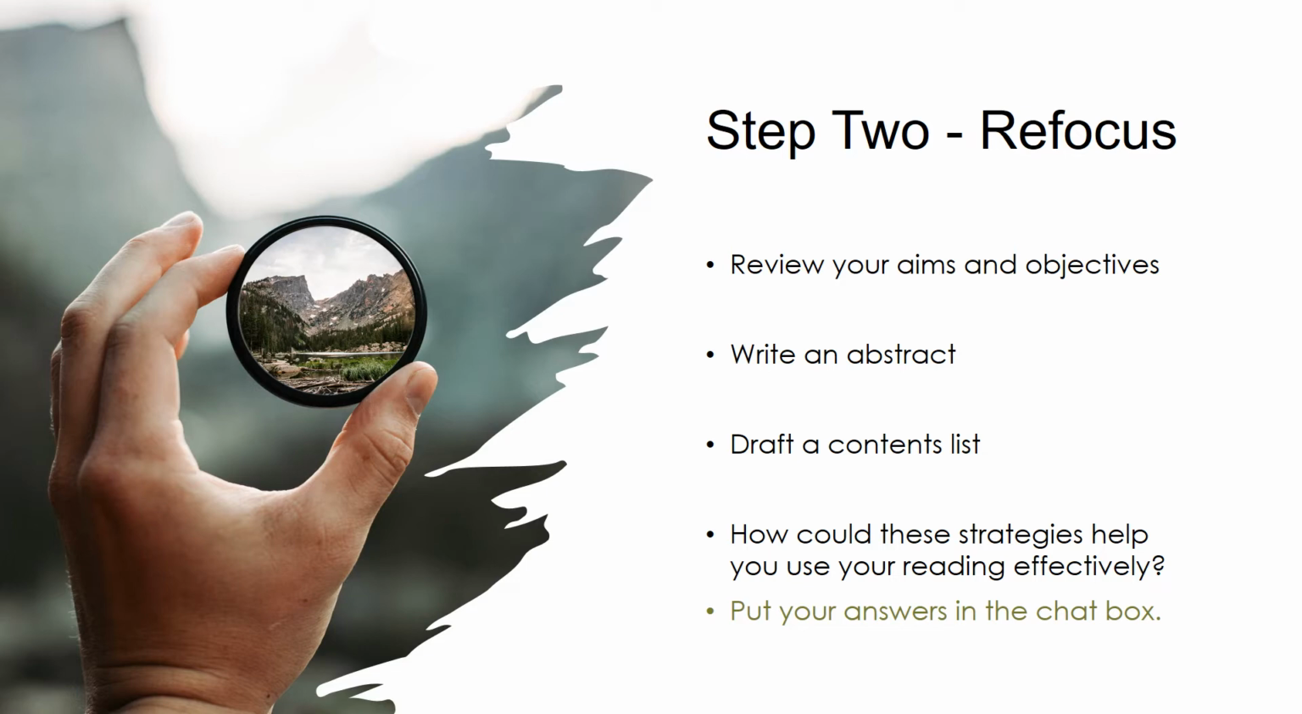research. And I'm just thinking, have a little think. Why am I suggesting those? Why do you think it might be useful to review, rewrite, talk to yourself about your aims and objectives? Why might writing an abstract be useful to help you refocus on what you're actually going to use all this research for? How might a contents list be useful? Have a little think.